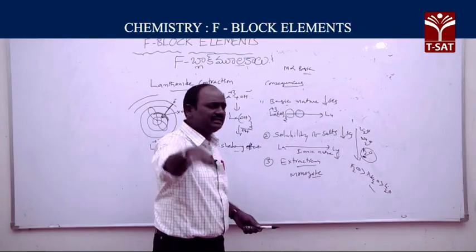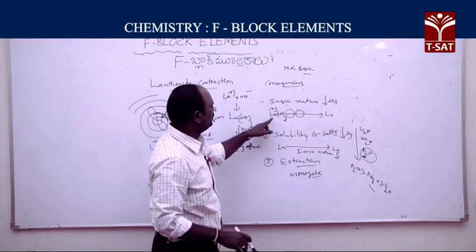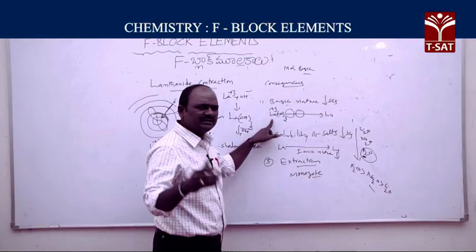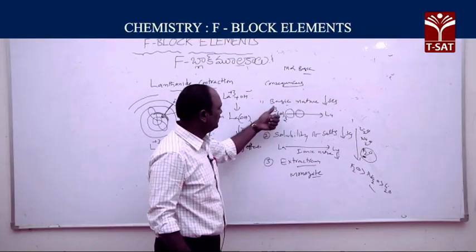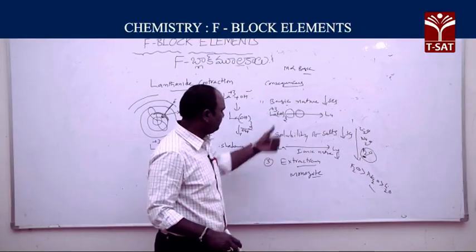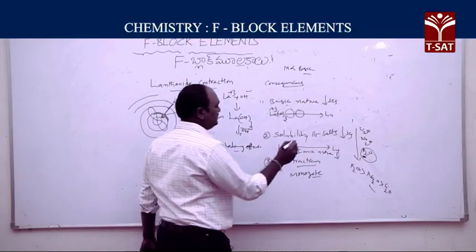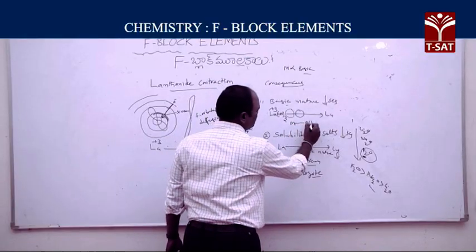When the metallic nature decreases, automatically the basic nature of hydroxides is also decreasing. That is only due to the lanthanide contraction. The basic nature is decreasing. That can be explained even based on the bond strength also.